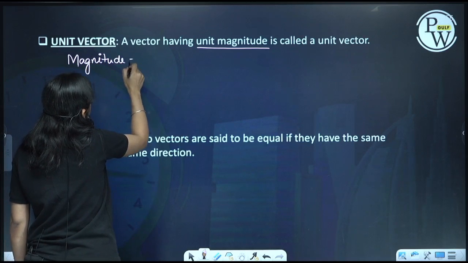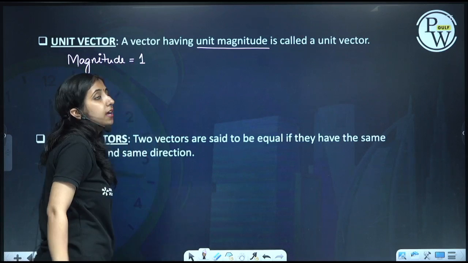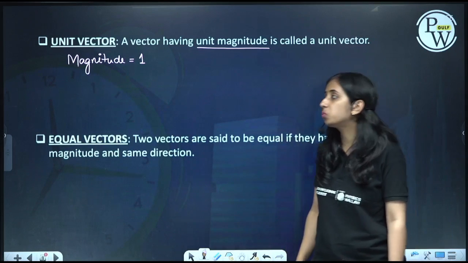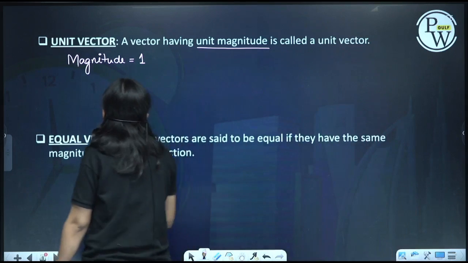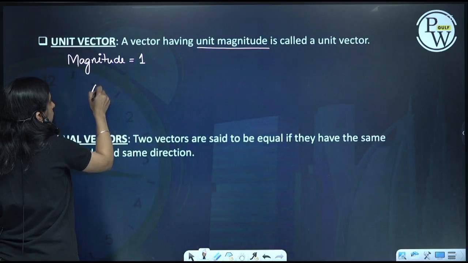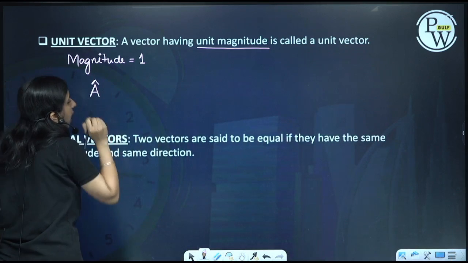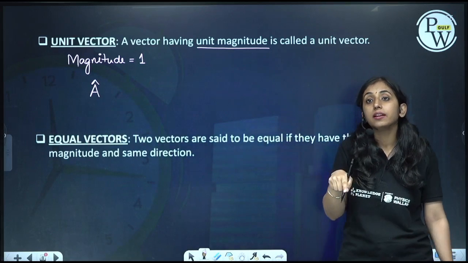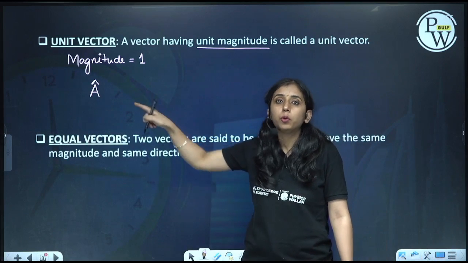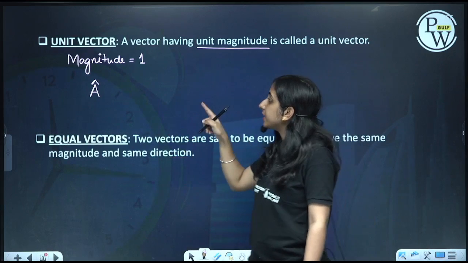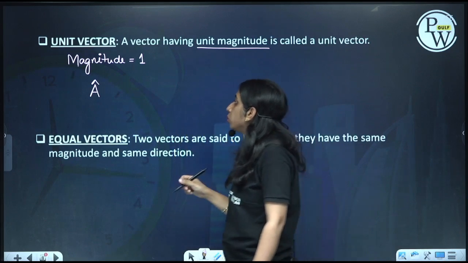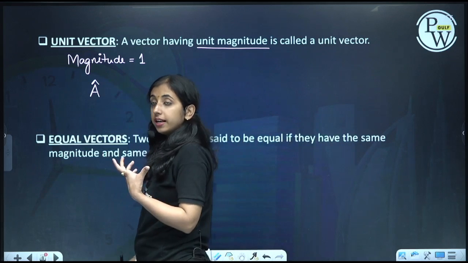Any vector whose magnitude is 1 is called a unit vector. How do we represent it? We represent it by a cap, not an arrow above its head. Unit vectors are represented with a cap over the head, and it is read as a cap. Okay, so this is my unit vector a cap.